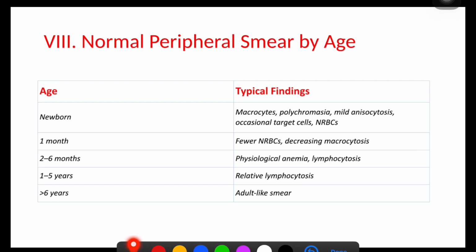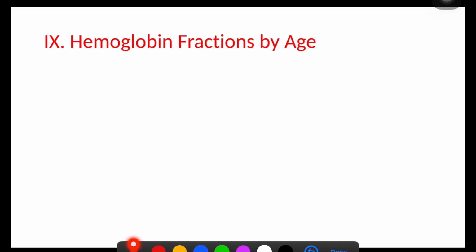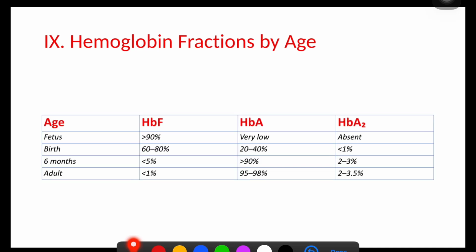Now hemoglobin fraction by age, if you see, HbF is more than 90% in fetus, 60 to 80% at birth, less than 5% at the age of 6 months, and less than 1% in adults. So accordingly, HbA is very low in fetus, 20 to 40% at birth, more than 90% at 6 months of age, and 95 to 98% in adults.